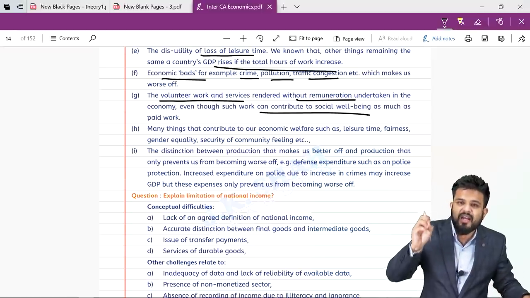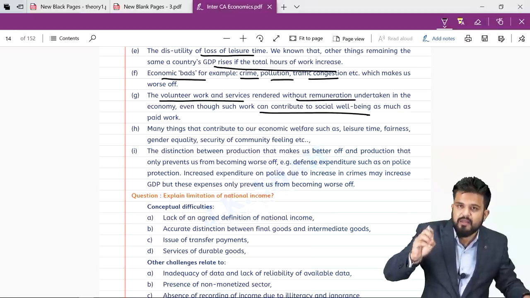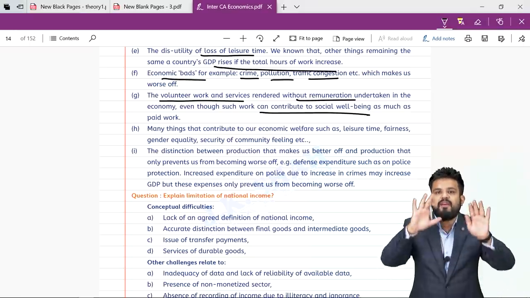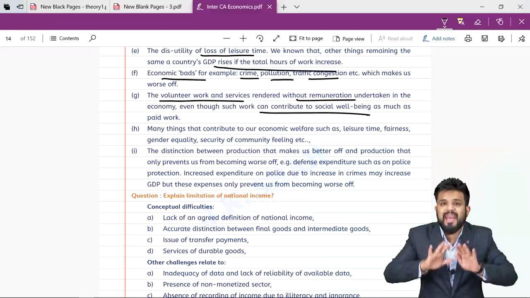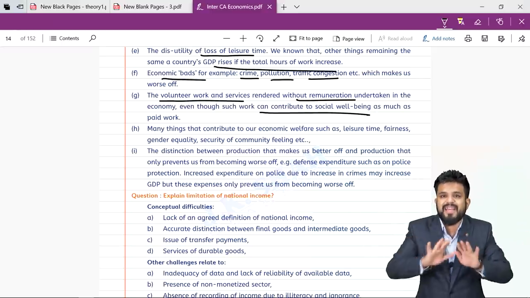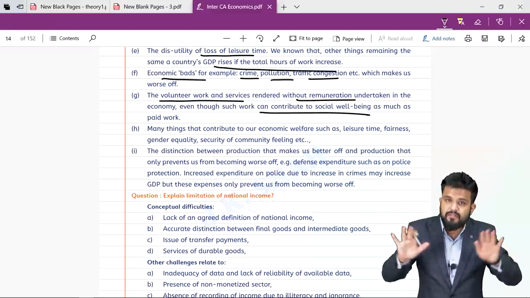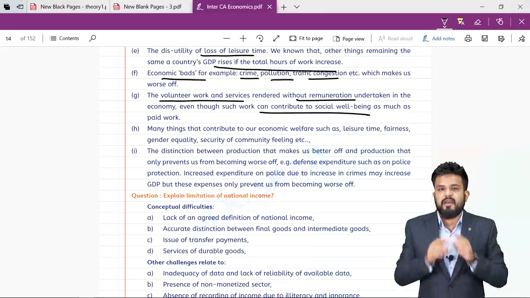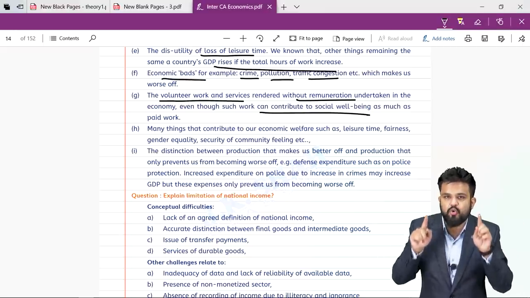So anything done out of love, care, affection, sympathy, empathy, such things may bring welfare to the society, may help poor people, may support them. There will be more of well-being and welfare, but it may not add anything to gross domestic product.